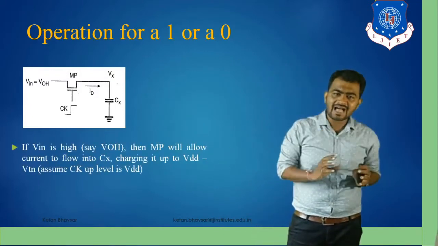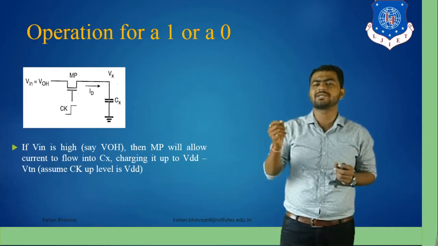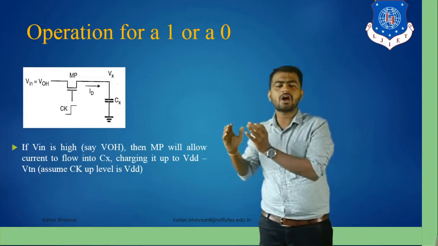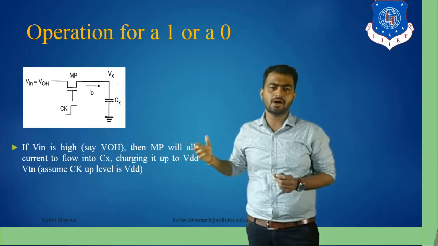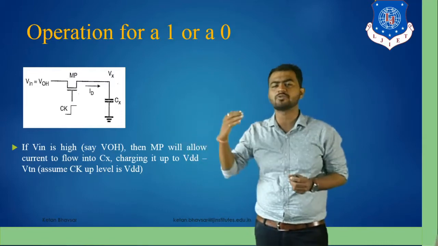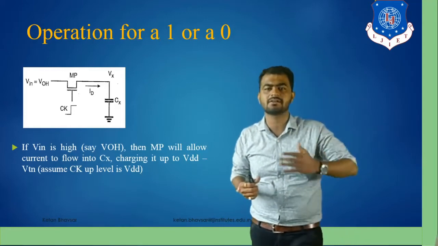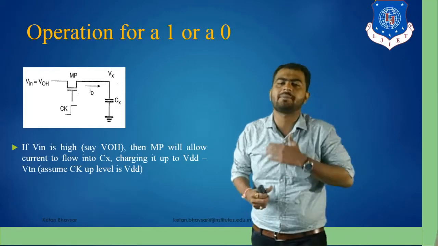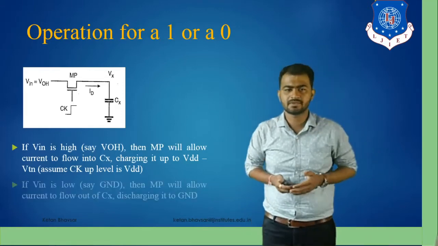If Vin is high, we can say that it's a VOH, which we already saw in chapter number 4, where VOH is equal to output high. The MP will allow current to flow into Cx and charge the capacitor Cx up to the valid VDD, or we can say up to V. Whatever input we apply, if we apply 3.3, it will be charged up to 3.3. If you apply 5 volts, it can be charged to nearly 5 volts.